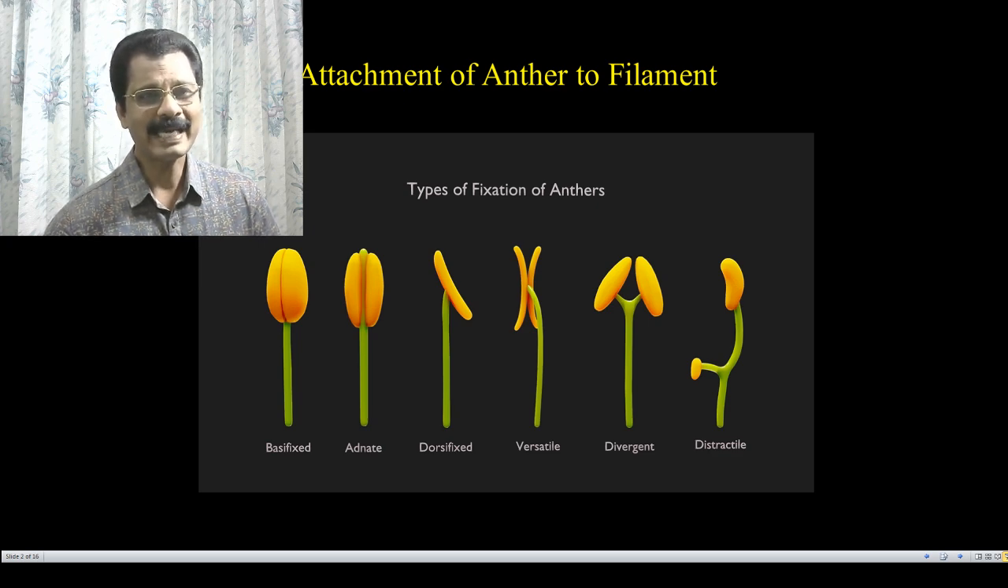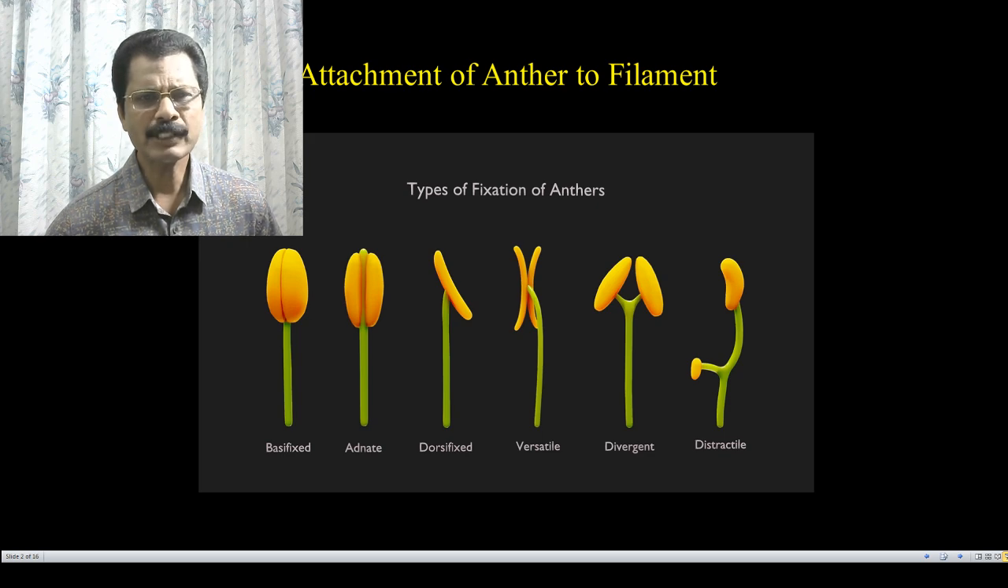Based on this, we can see various types of anthers. Sometimes the filament is attached to the base of the anther lobe, then it is called basifixed. Sometimes the filament is attached to the entire length of the anther lobes, then it is called adnate anther. You can see in the case of Androecium, there you can see the adnate anther. And sometimes the filament is attached to the dorsal side of the anther lobes. Such anthers are called dorsifixed.